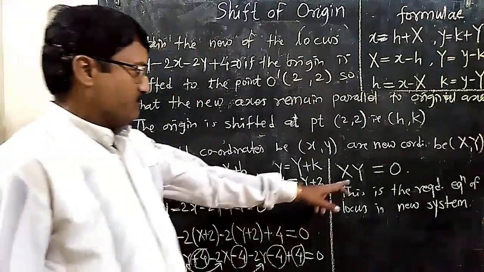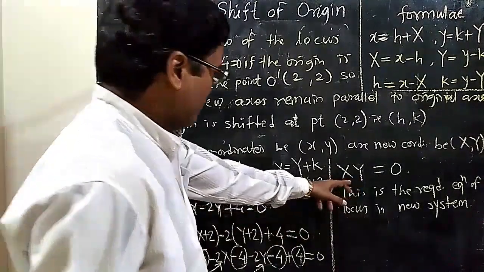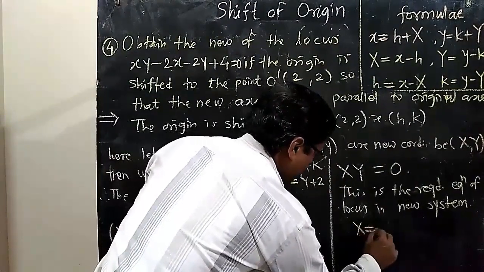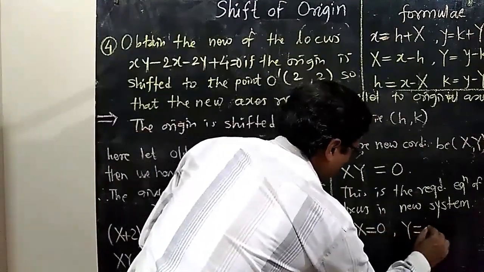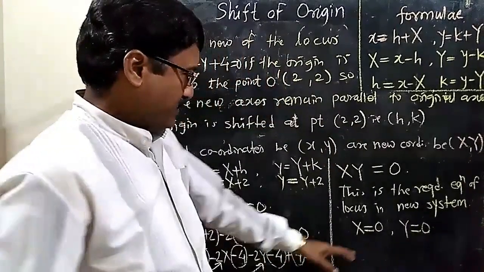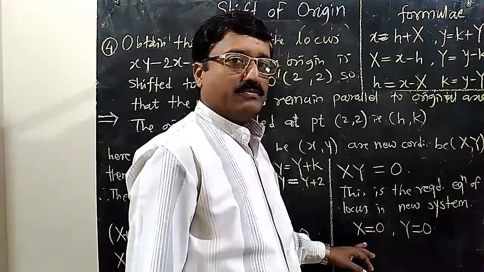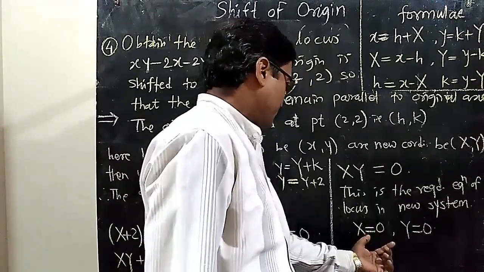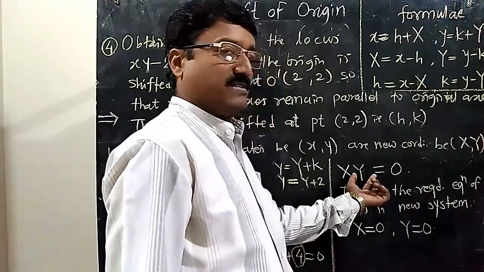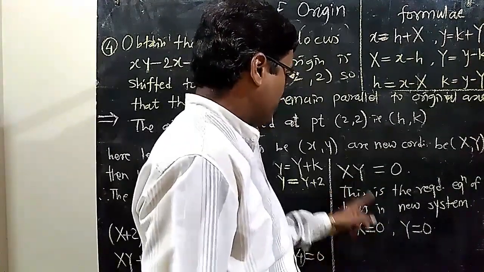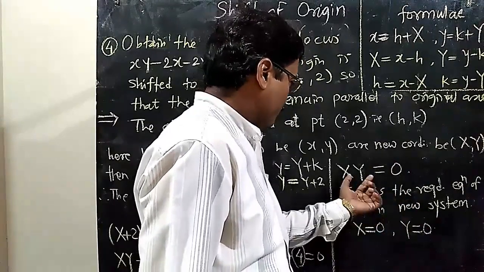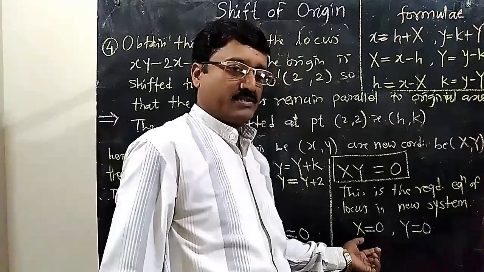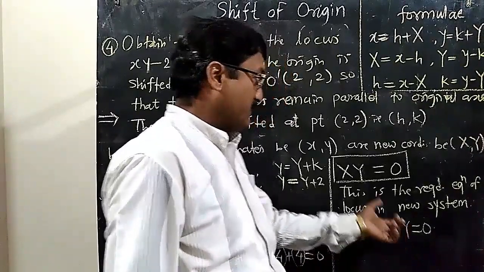If you carefully observe this equation, xy = 0 can be obtained if we consider x = 0 and y = 0. X = 0 is the equation of y axis, y = 0 is the equation of new x axis. And if you take the product of these two equations, we get xy = 0. Product of left hand sides and product of right hand sides. So this xy = 0 is nothing but the combined equation of these two axes, x = 0 and y = 0, which are in new system.